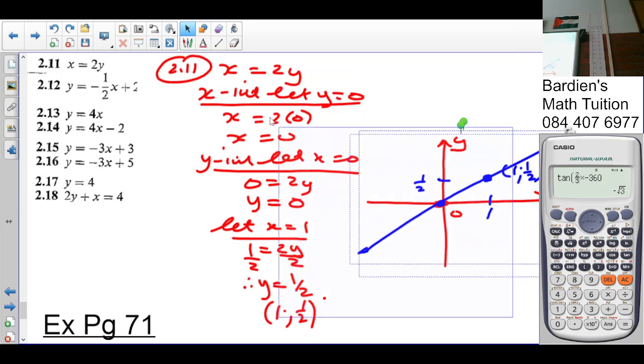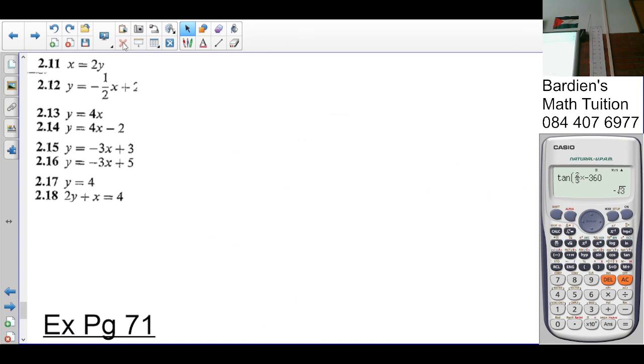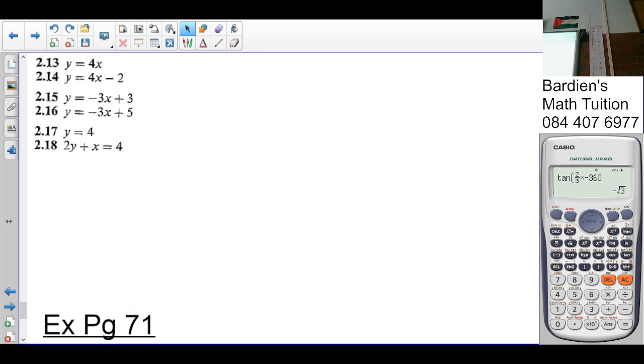Right, people, you guys understand? Any confusion here? Now you can do the sum, no? Right, let's do 2.13. 2.13: 4x.